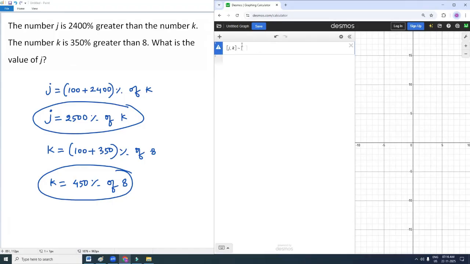Now we have to consider the quantities we have on the right side of both the equations. In the first equation, the quantity we have on the right side is 2500 percentage of k, comma, the quantity we have on the right side of the second equation is 450 percentage of 8, close the square bracket. Okay, here I got the values of the two unknowns j and k. Our aim is to get the value of j. So the value of j is 900.